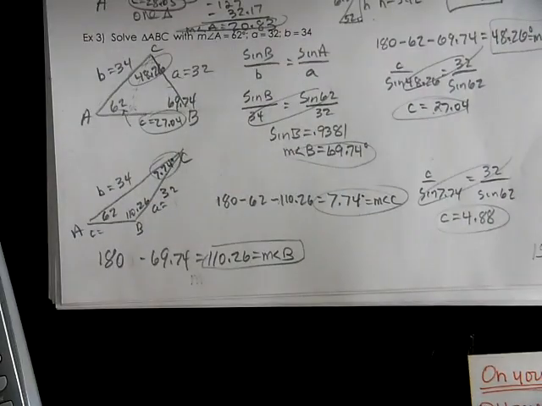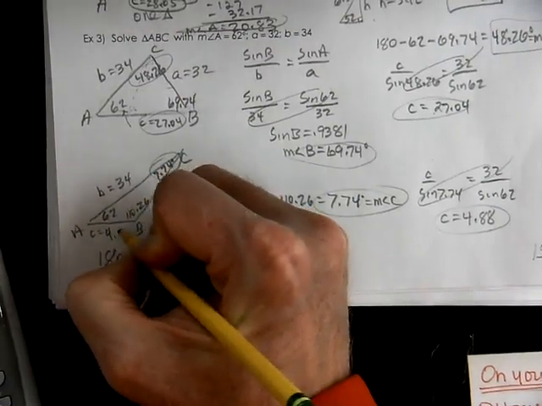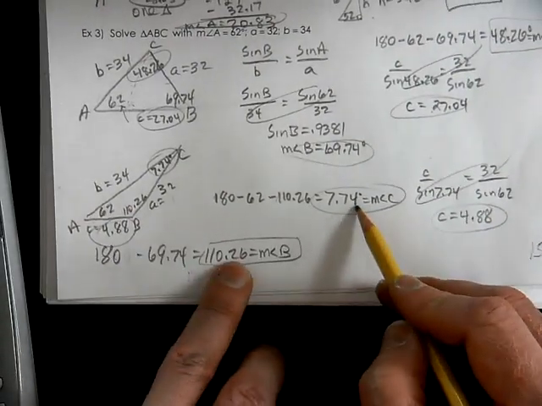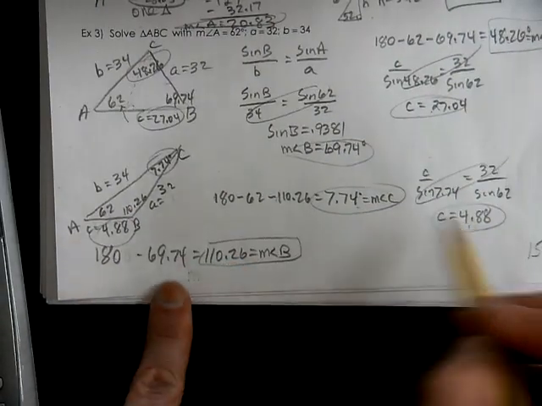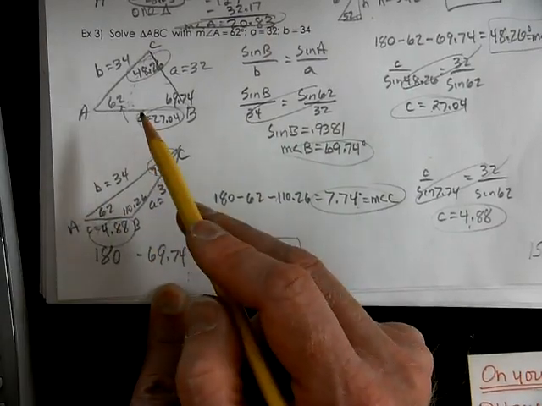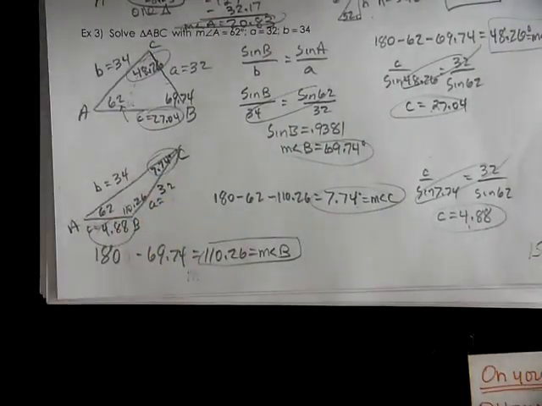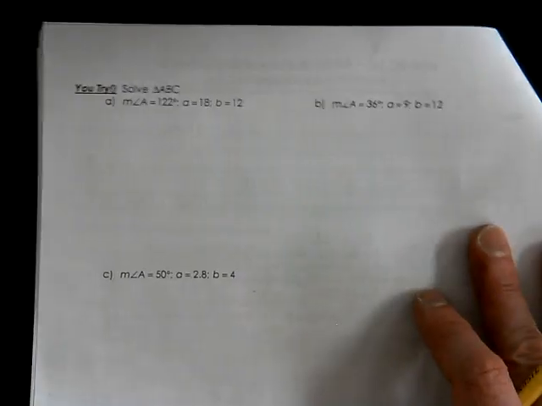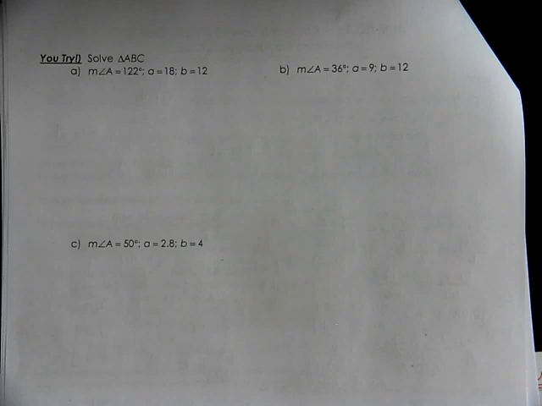That is 4.88. Much smaller. So we found the two angles and the missing side for the obtuse triangle and for the acute triangle. So we can flip this over. These are ones that you should try. I'd suggest to pause the video, you work on it, and then you can turn it back on and I'll walk you through it.